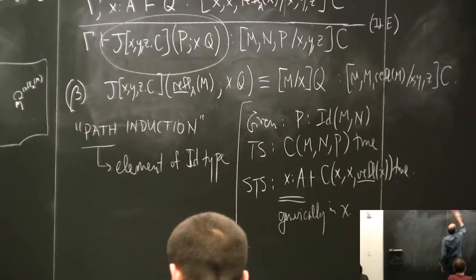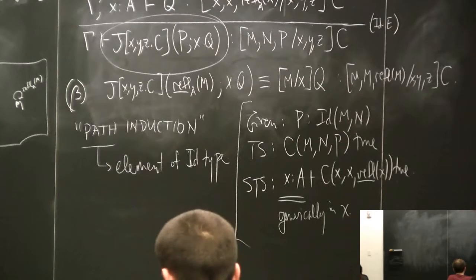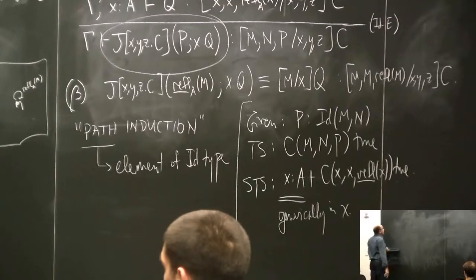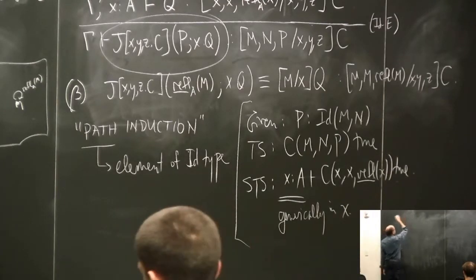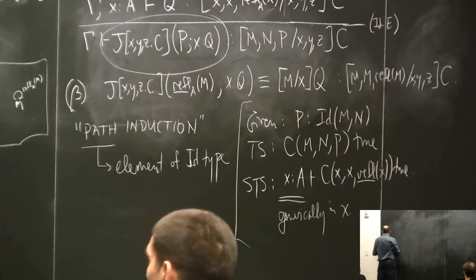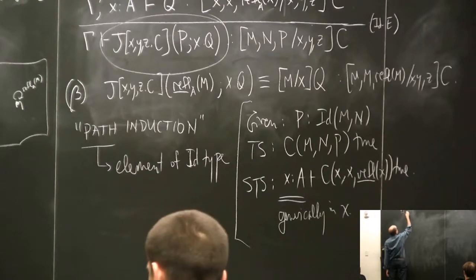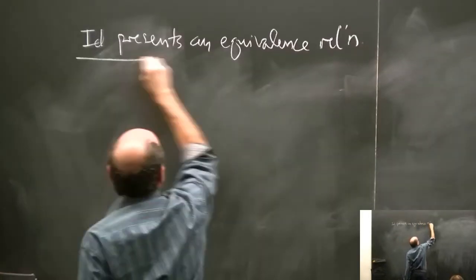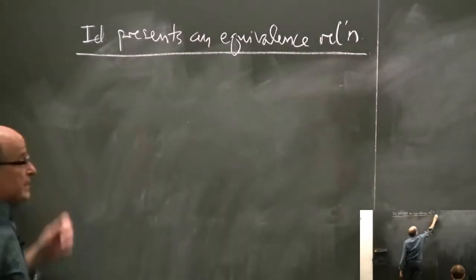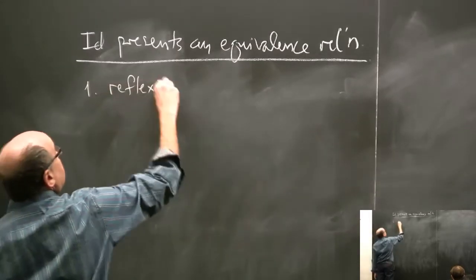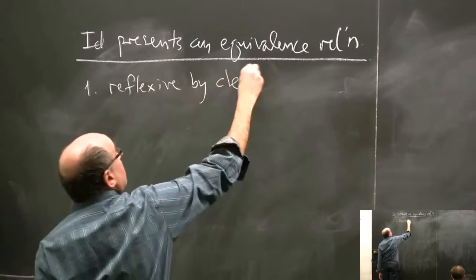Okay, so all right, I'll leave that up here. So now the first thing I would like to do is to say that if we read this thing logically, it should be the case that the identity type presents an equivalence relation. Okay, so that's the first thing that I would like to do. So first of all, it's reflexive. That's by definition.